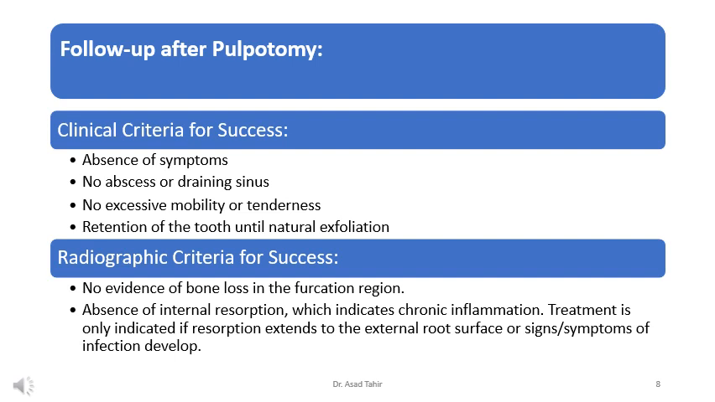Radiographic criteria for success: no evidence of bone loss in the furcation region, and absence of internal resorption, which indicates chronic inflammation. Treatment is only indicated if resorption extends to the external root surface or signs and symptoms of infection develop.